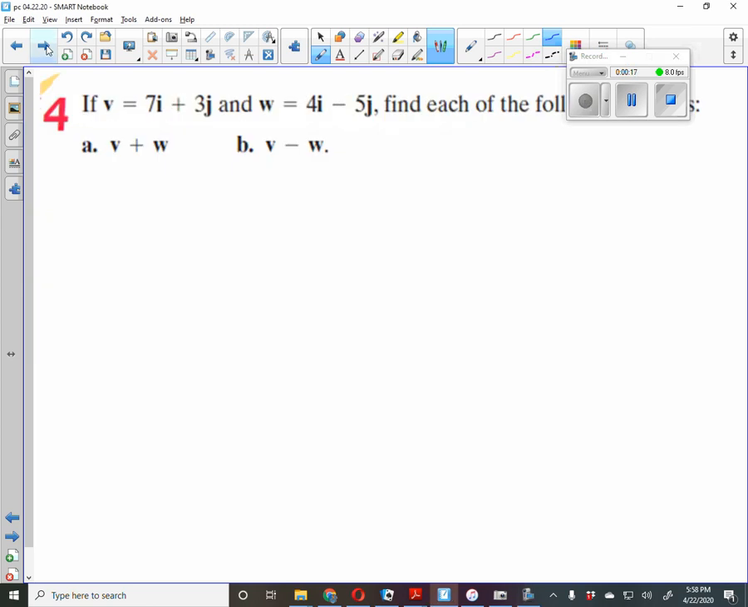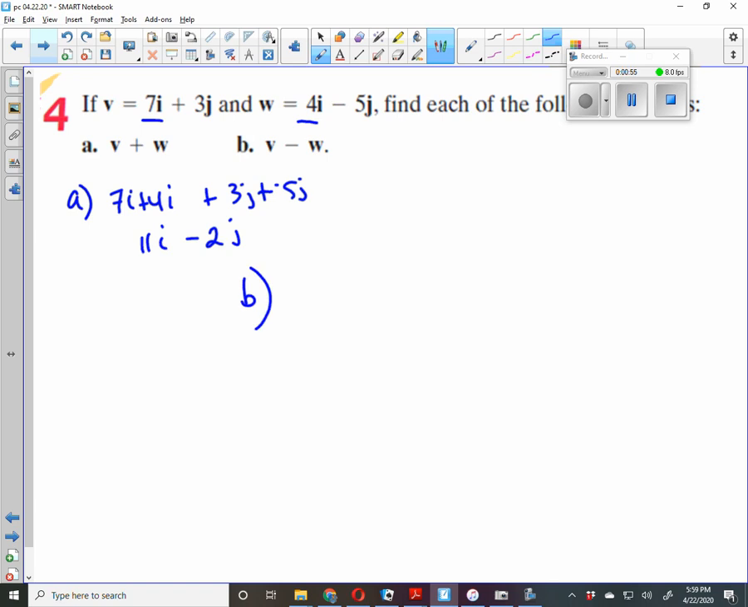If we're going to add v plus w, part A here, we're literally taking the first two parts, 7i plus 4i, plus 3j plus a negative 5j, and I'm just going to keep that plus a negative, right? When you're done, you're going to end up with 11i plus a negative, so in this case, this ends up being minus 2j.